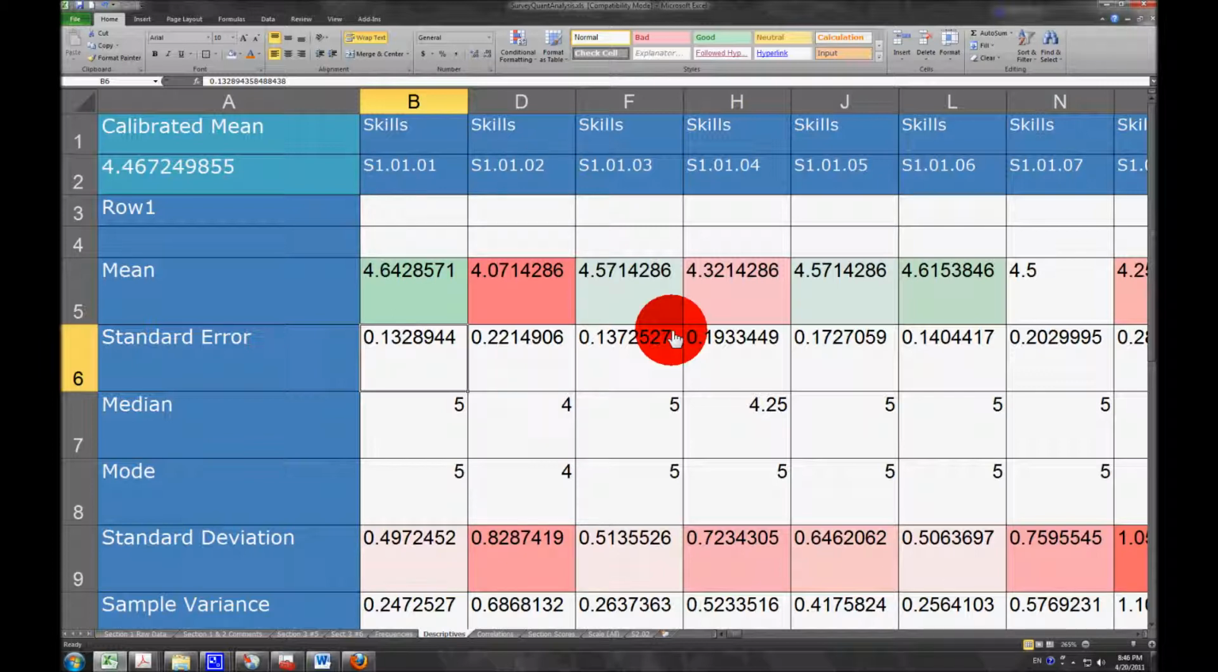The standard deviation, however, is only one color. The saturation of red indicates the volatility. So those with high standard deviations have a very red color associated with them.